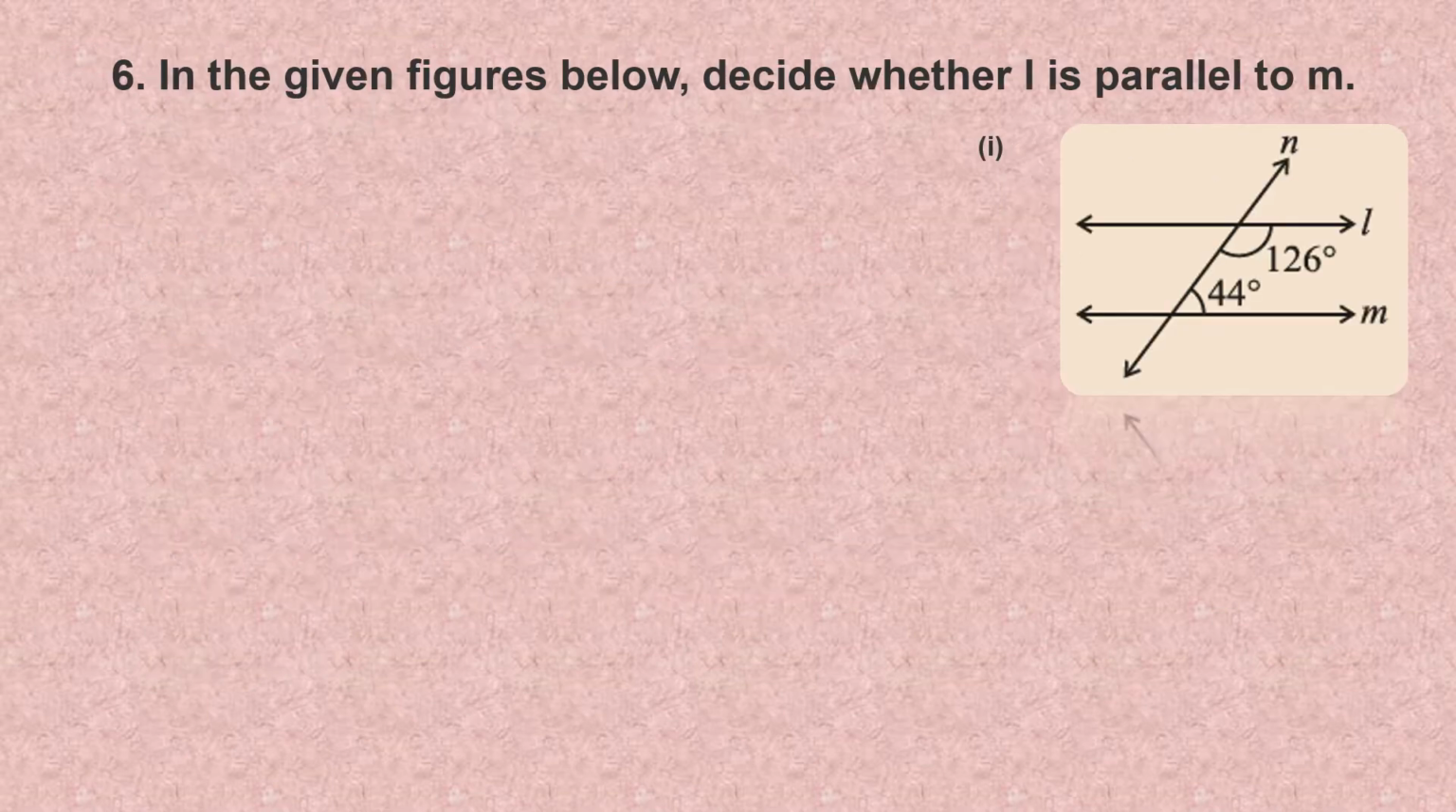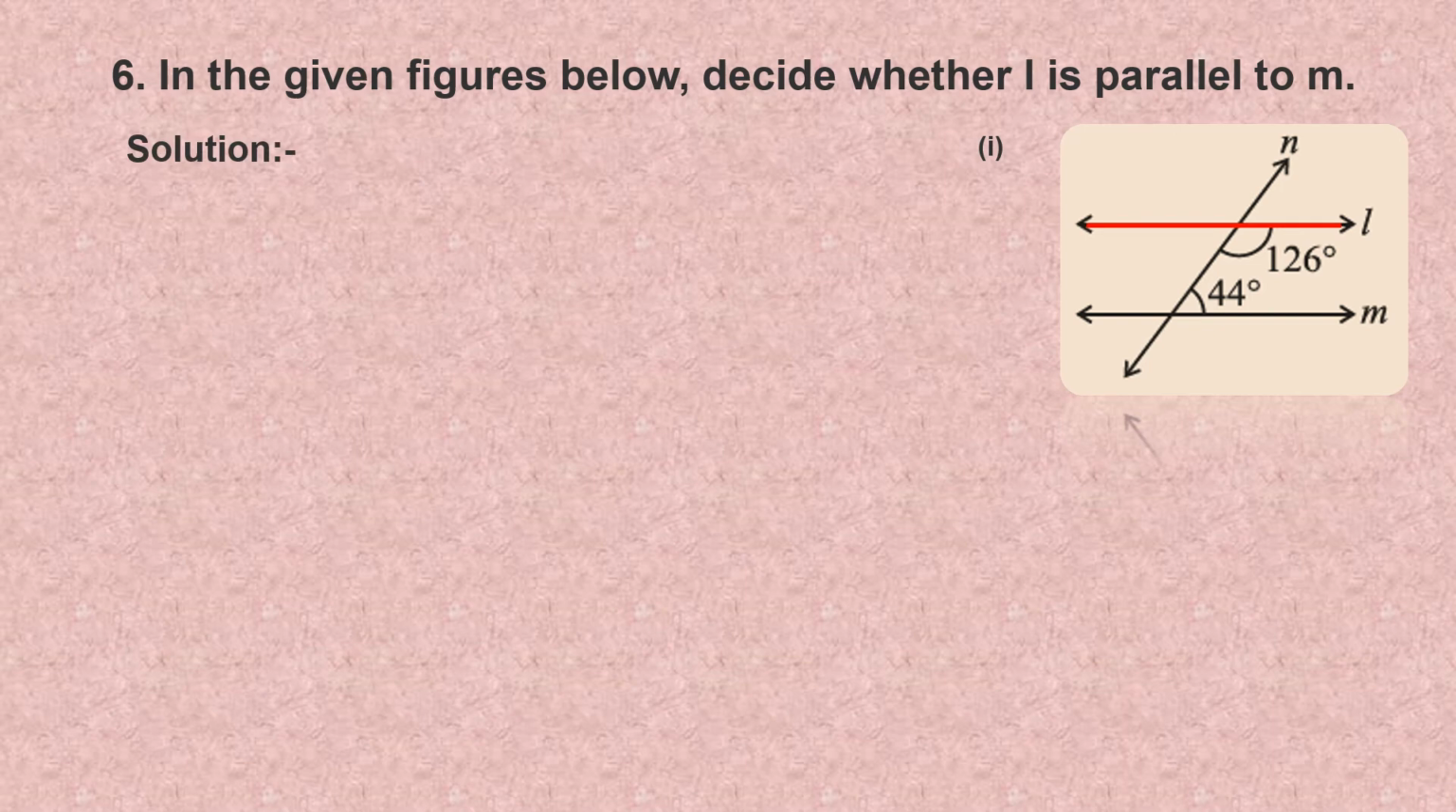In the given figures below, decide whether L is parallel to M. So how will you find L is parallel to M? So we know the property: angles on the same side of the transversal sum to 180 degrees. So we have two angles on the same side of the transversal. So when you add these two angles, what answer will you get?